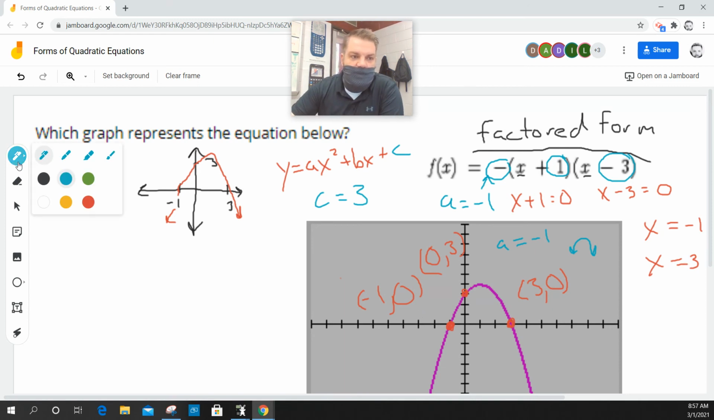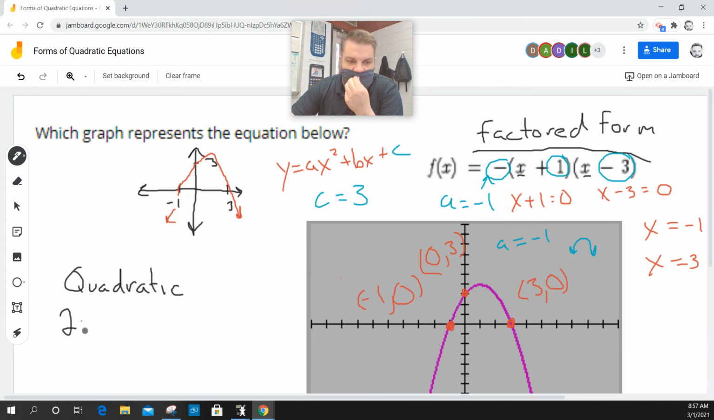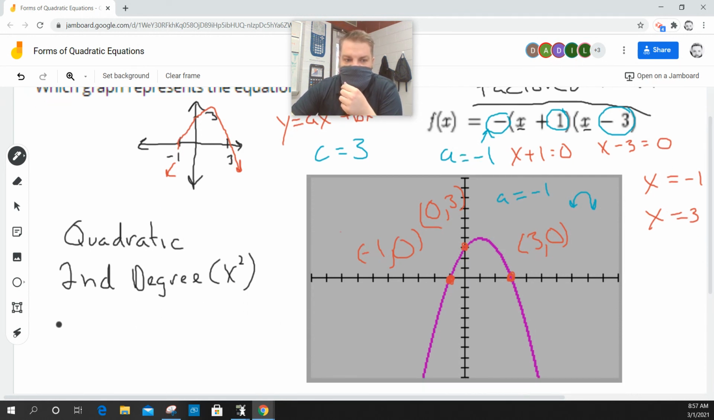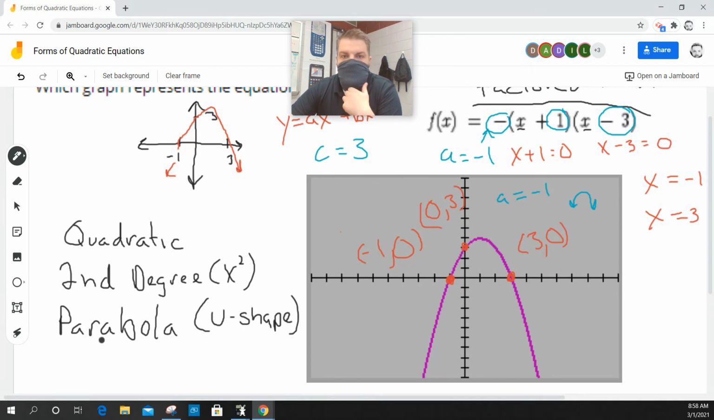All quadratics are parabolas or parabolic shapes. So, just so you guys know, this is a quadratic. Why is it a quadratic? It's a second-degree polynomial. And that means that it has x squared somewhere. And the shape of the graph will always be parabolic. So it's a parabola. And that's the U shape, right? Okay. Any questions on that one?